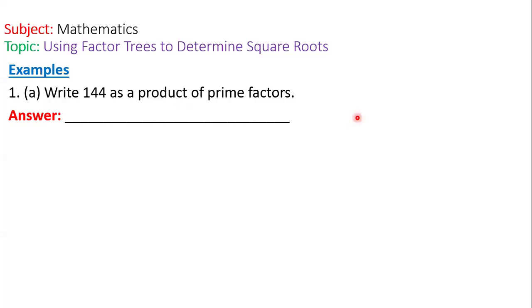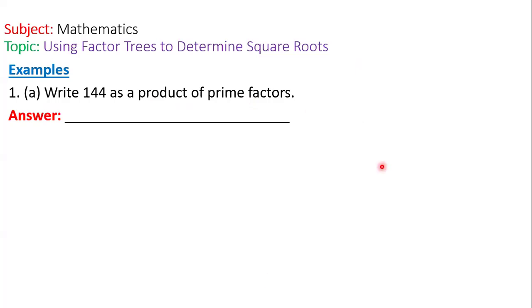Very good. If we want to do this, anyone who knows how to do this can tell me how we're going to write 144 as a product of its prime factors. What are we going to do? I think you're gonna take 144 and say 12 times 12. Okay, you can do that. You're going to use the prime factors that multiply to the number 144.